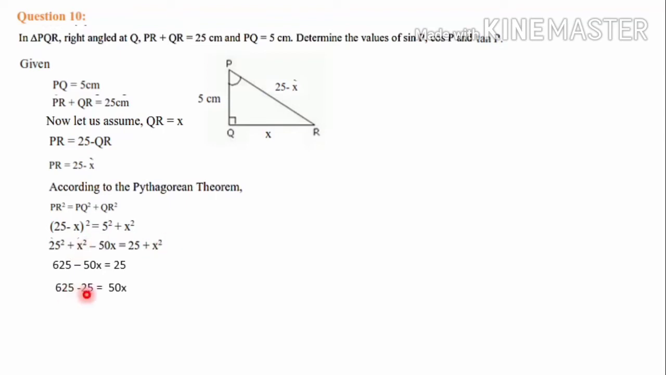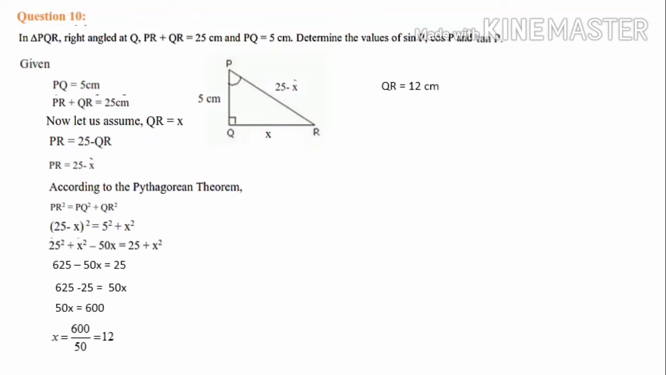Then 625 minus 25. This 25 we are bringing to the left side. This plus 25 when it comes to the left side it becomes minus 25. And this minus 50x when moved to the right side it becomes plus 50x. So we have got 625 minus 25 is equal to 50x. That is 50x is equal to 625 minus 25, that is 600. Then x is equal to 600 by 50. 600 by 50 we have got the answer as 12. So x value is 12.